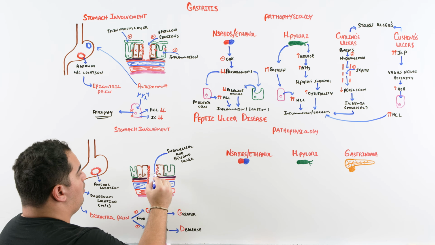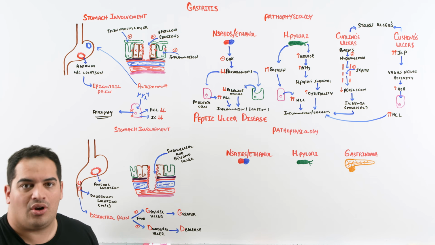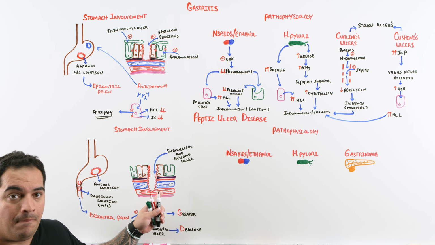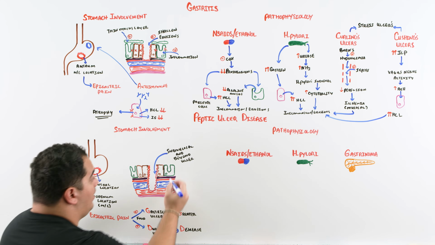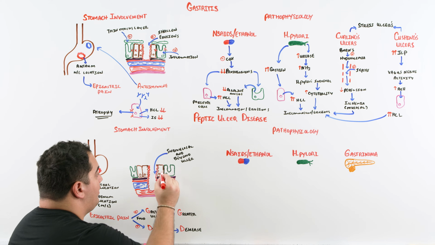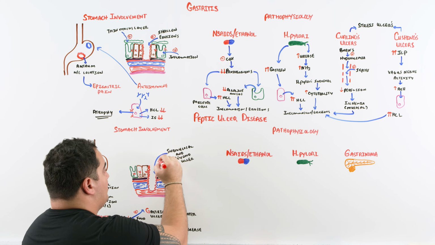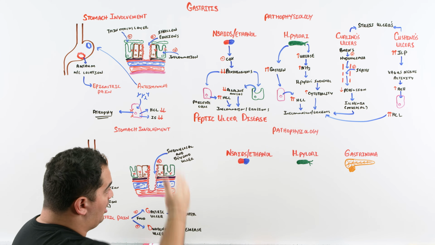As I told you before, gastritis, if it does cause erosions, will not break past the submucosa. This one will. There's also going to be the same thing. There's going to be injury to these cells. So there's going to be inflammation. So it's not just going to be a submucosal and beyond ulcer.